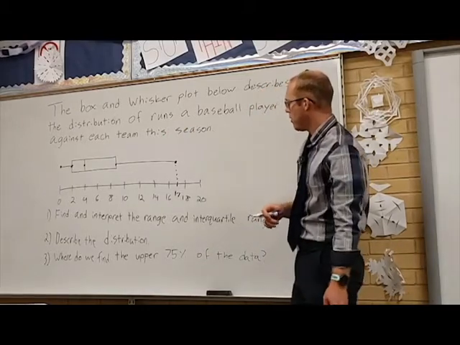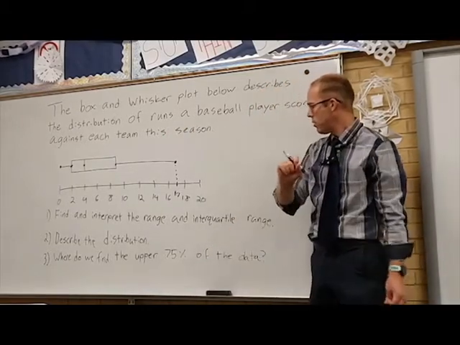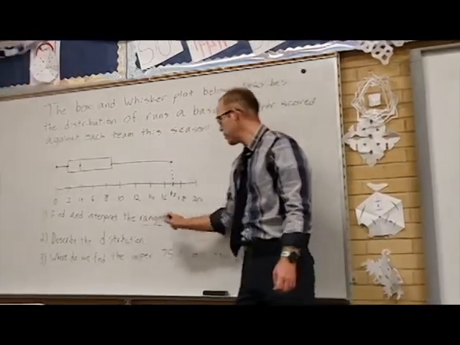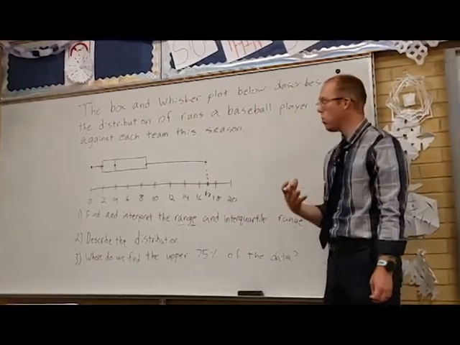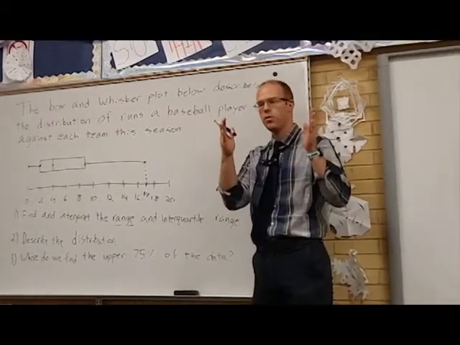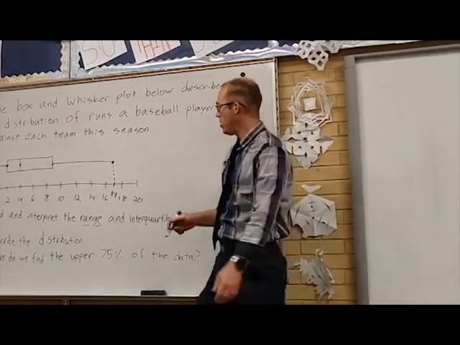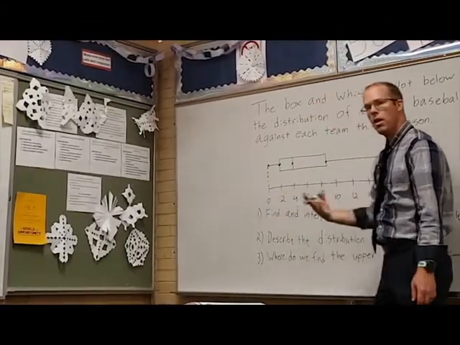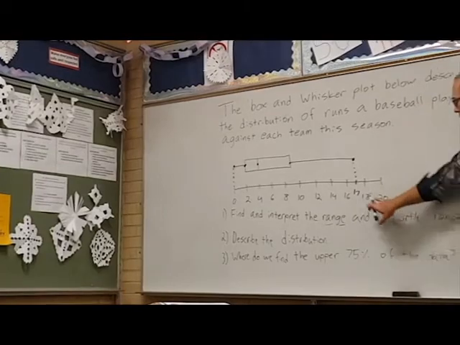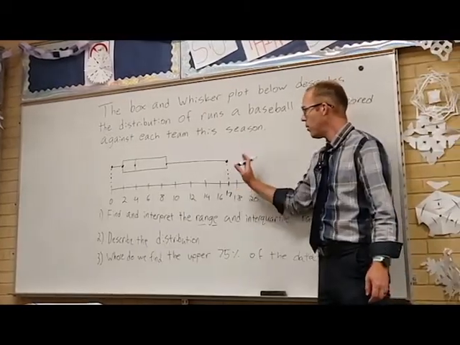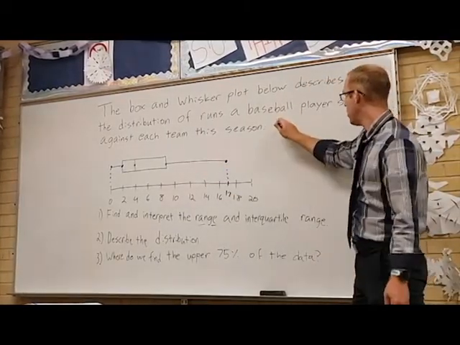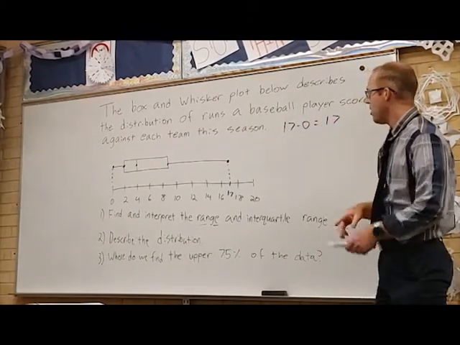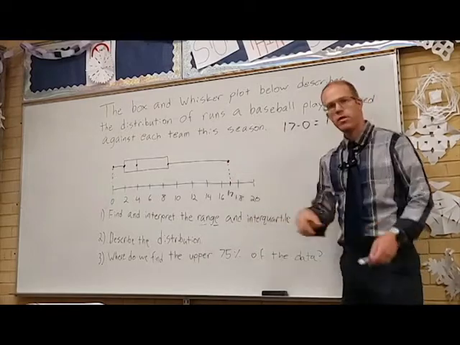All right, now we've got a few different questions. First, we're going to find and interpret the range and the interquartile range. So the range is just like what we've been looking for before, where we took the distance from the minimum to the maximum. So here we have our minimum of 0 against one team. This player scored 0 runs, and the maximum is 17. What is the distance between those two? Well, that's 17 minus 0, which happens to be 17. So the range of this data is 17.